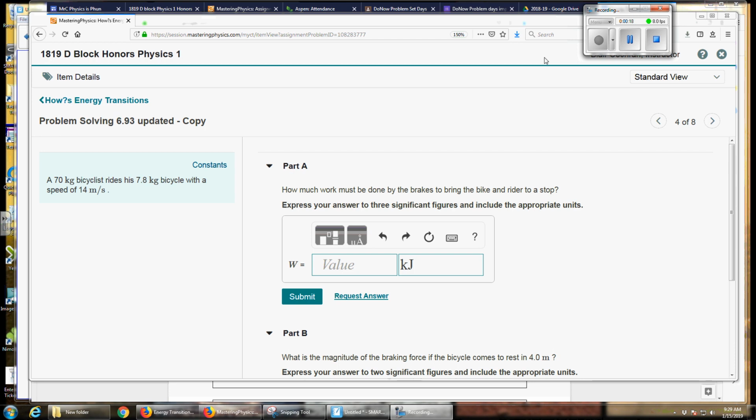So we got this bicyclist who rides a bike and has a certain speed, and we're asked to find out the work done on the brakes to bring the rider to a stop.